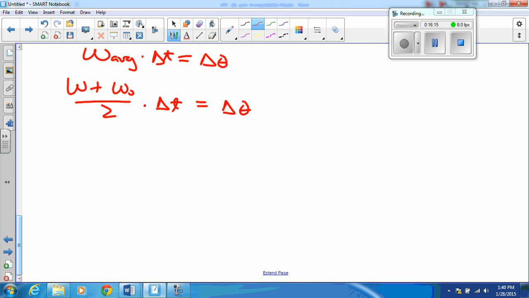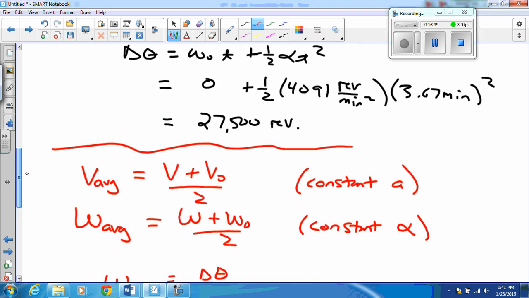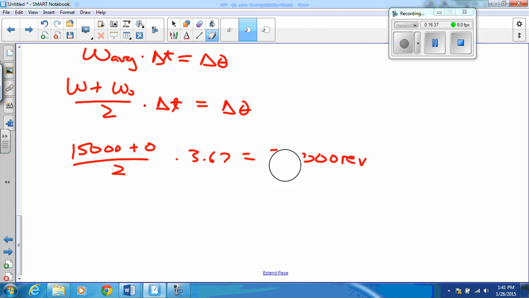So we could have shortened our work considerably by doing 15,000 plus 0 over 2 revolutions per minute times our 3.67 minutes, and that comes out to 27,500 revolutions. Oh, 27,500. Thank you. I was wondering why that looked really weird. So this is a shorter solution path, but it required knowing some additional information.